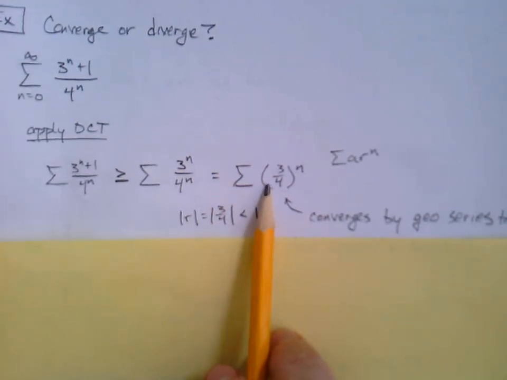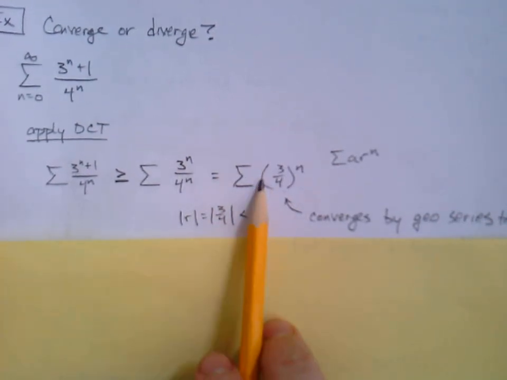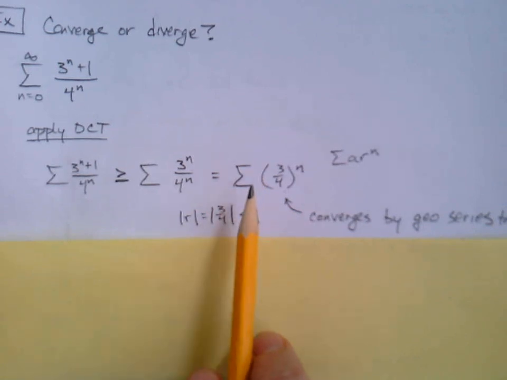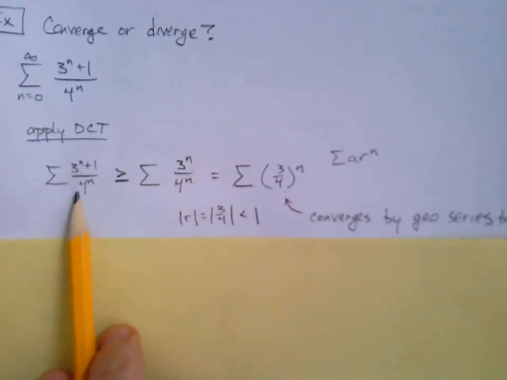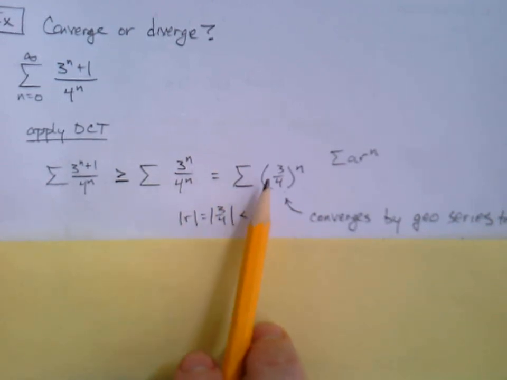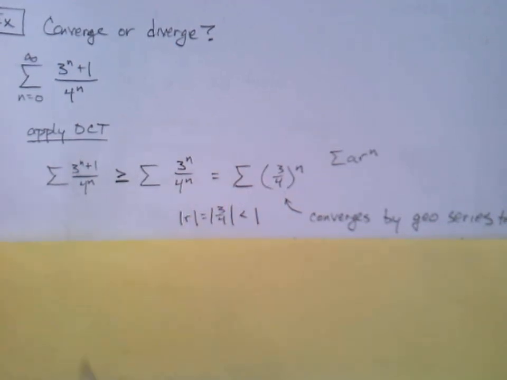But wait a second. Is that what I wanted? This is the smaller. The smaller one converged. I have no idea what the bigger one does. Oh no. Had this diverged, I would know it. But it didn't do what I wanted. Okay, so DCT, not going to work. So I'm going to fall back on LCT.